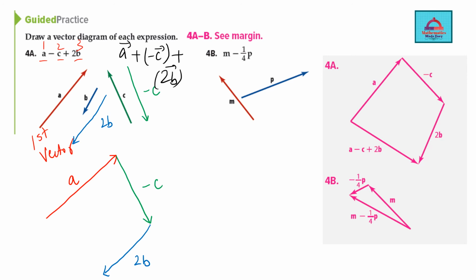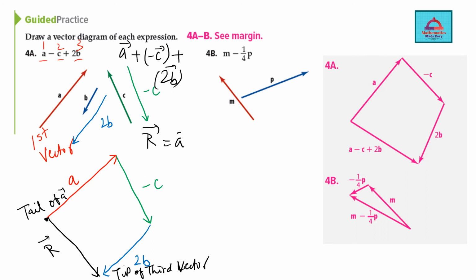So I'm going to add them all. So first vector tail to final vector tip. So this is the tail of the first vector. This is the tip of the third and the last vector. So if you join them, what you get is the resultant. So the resultant vector is A minus C plus 2B. So that's how you draw, and you can check your answer. It is correct.